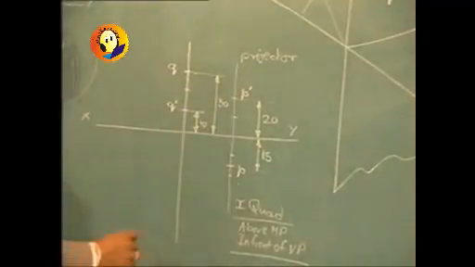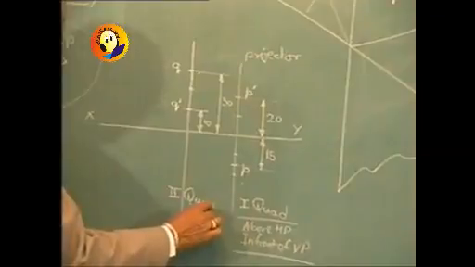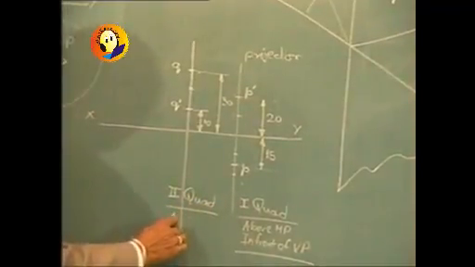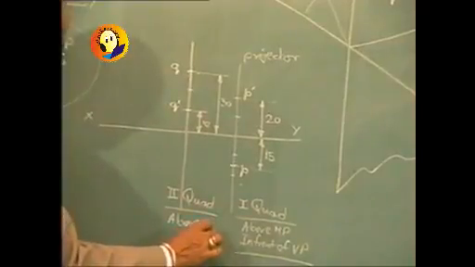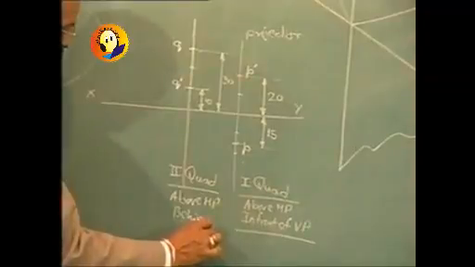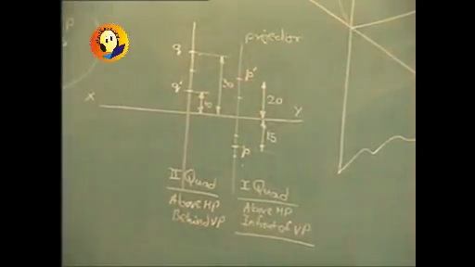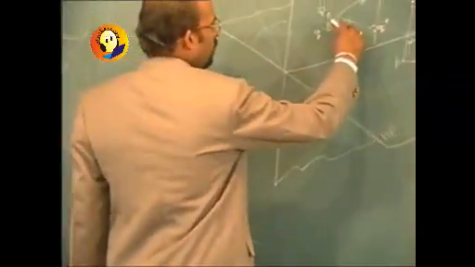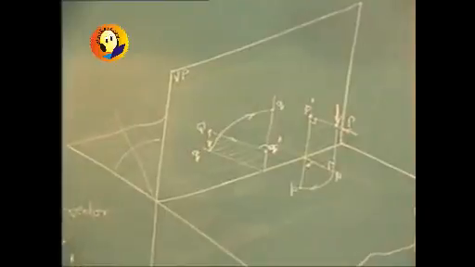But this point Q, which is in the second quadrant, with the description that it is above HP and behind VP. So this was the projector plane for point Q.